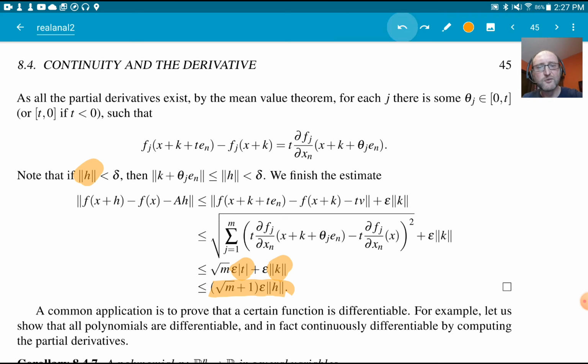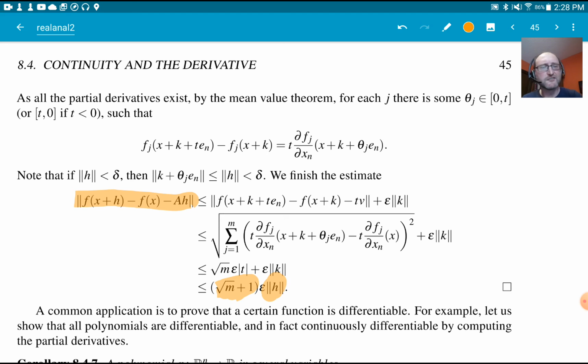Why am I done? Well, if this is the numerator of the expression that I want to go to 0, this is the denominator, the norm h. So if I divide this whole thing by norm h, I get that this over norm h is less than or equal to some constant, M is fixed, some constant times epsilon. So for every epsilon, there is a delta such that this quantity is less than something times epsilon. So I could have picked it so that I would get epsilon over here.